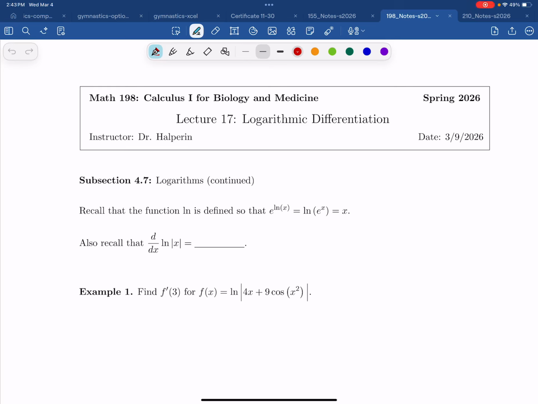We're going to continue with logarithmic differentiation. Last time we learned that the derivative of ln of x, or ln of the absolute value of x, is 1 over x. Today we're going to learn how to use this derivative along with the log rules to differentiate some functions that we otherwise wouldn't be able to differentiate.